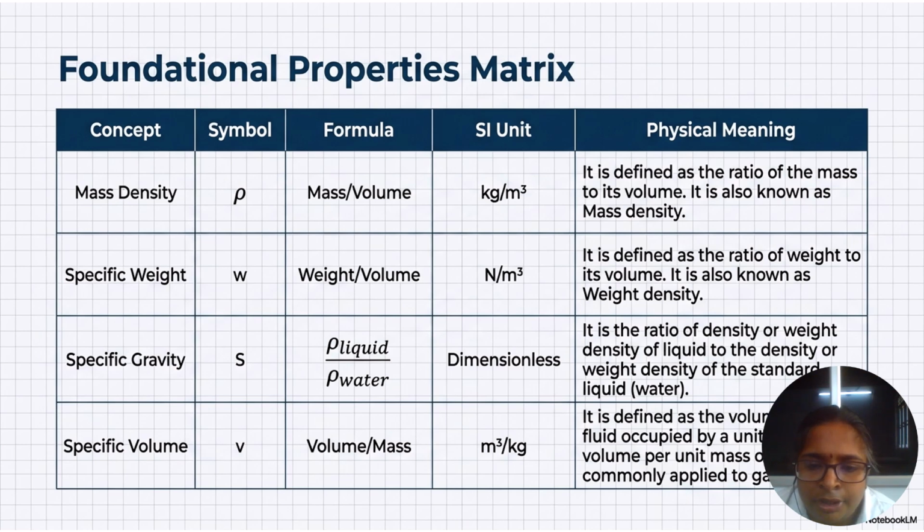As we have seen in the previous slide, the ratio of mass to its volume is called mass density, and its unit is kilogram per meter cube. The specific weight unit is Newton per meter cube, and the formula is weight by volume. The specific gravity is dimensionless, since it is the density of liquid to the density of water, and the specific volume unit is meter cube per kilogram, which is equal to volume per mass. This slide gives you the details regarding the SI units.